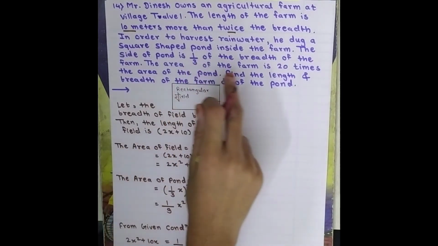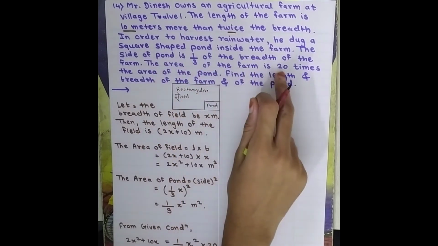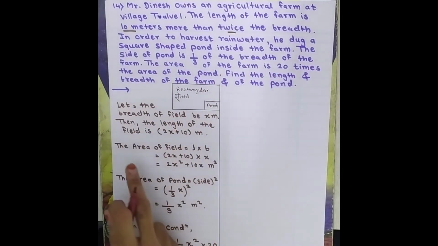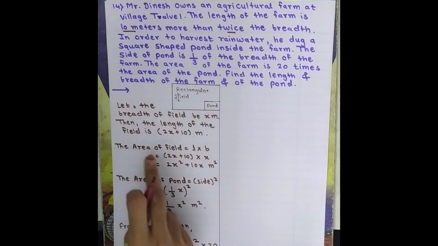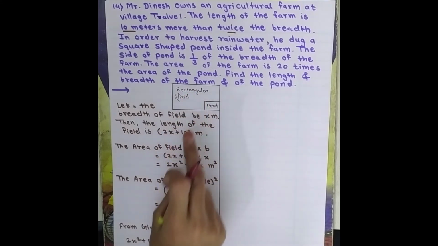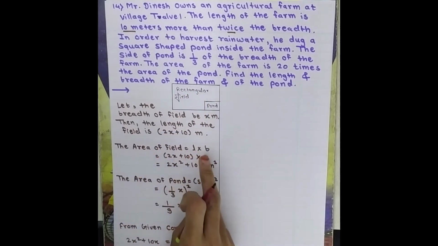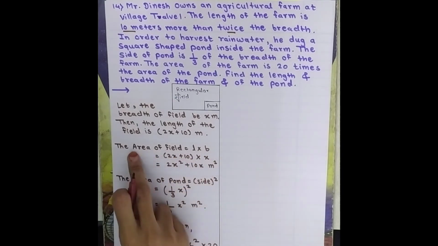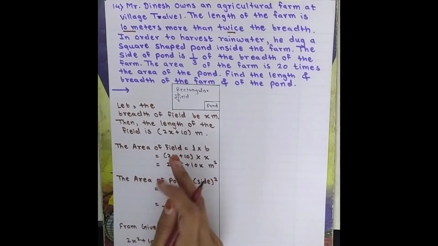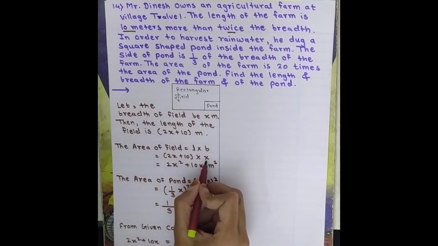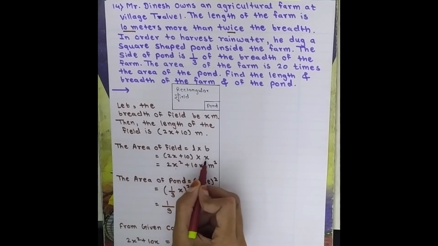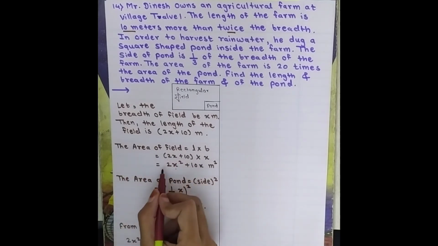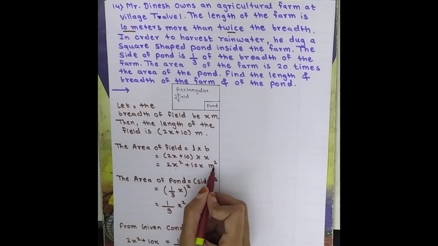So here, look, what condition is given? The area of the farm is 20 times the area of the pond. So first find the area of the farm. The area of a rectangle is length into breadth. Here length is 2x plus 10 and breadth is x. So 2x plus 10 into x. x into 2x is 2x square and 10 into x is 10x. So area of the field is 2x square plus 10x meter square.